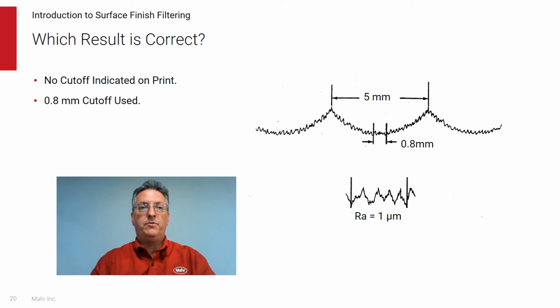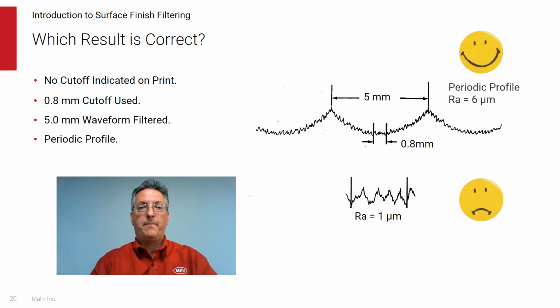In this example, the 0.8 millimeter cutoff filtered the 5 millimeter periodic component from the roughness profile. What was evaluated was a roughness profile that had an RA of 1 micron. If the methods and the standards presented in this webinar had been followed, this profile would have been determined to be a periodic profile and the evaluated RA would actually be around 6 microns.